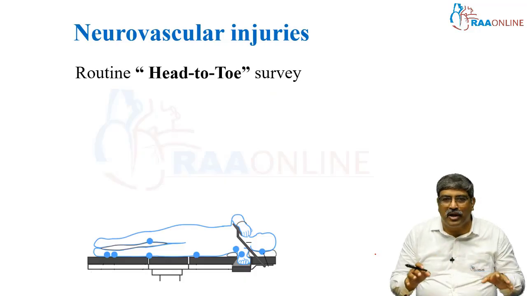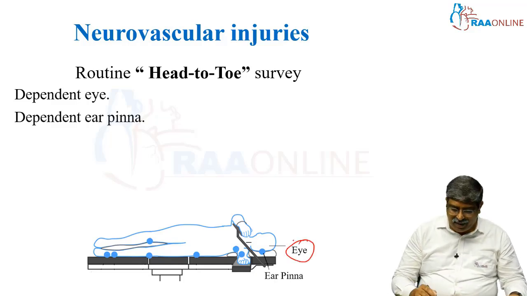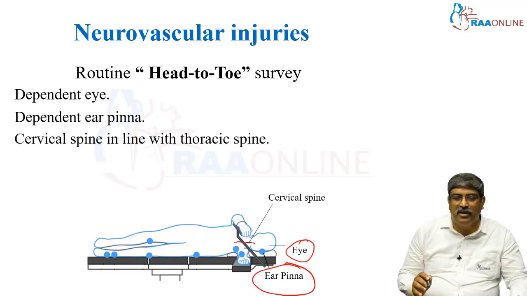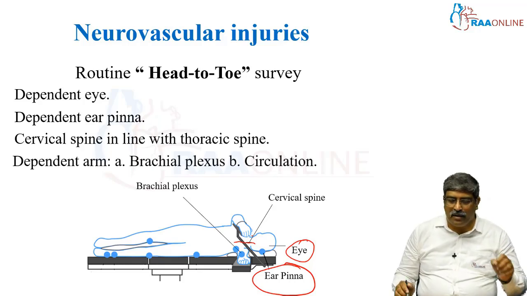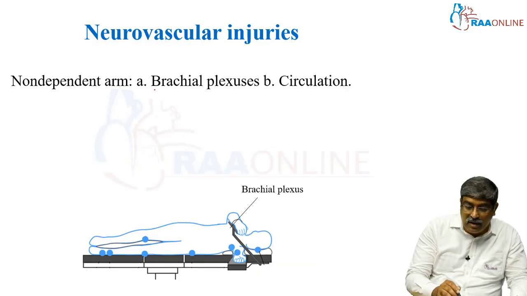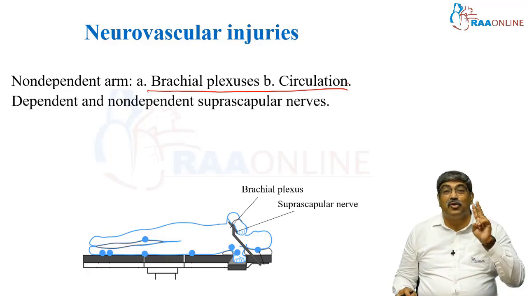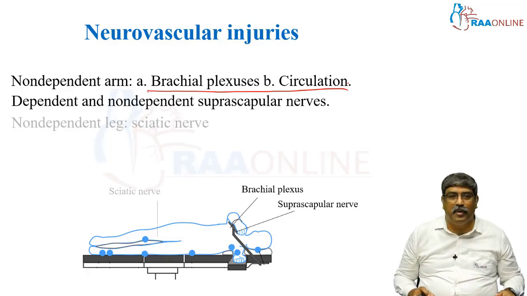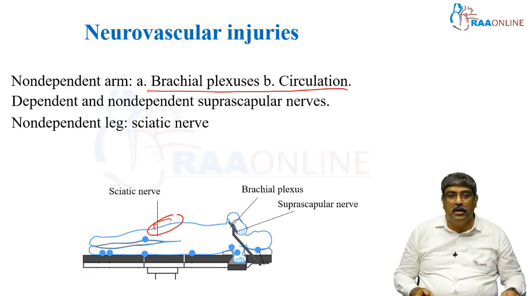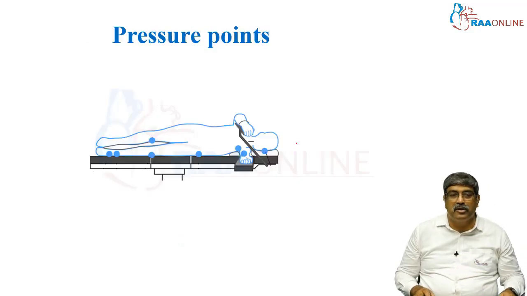So, you have a routine head to toe survey. You look at the dependent eye, dependent ear. The cervical spine should be in line with the thoracic spine, and check the dependent brachial plexus and the circulation. You should look also at the non-dependent brachial plexus and the circulation. Suprascapular nerve, both dependent and non-dependent side. Non-dependent sciatic nerve when you place the strap across the hip, and the peroneal nerve at the knee, also the dependent limb for the circulation.